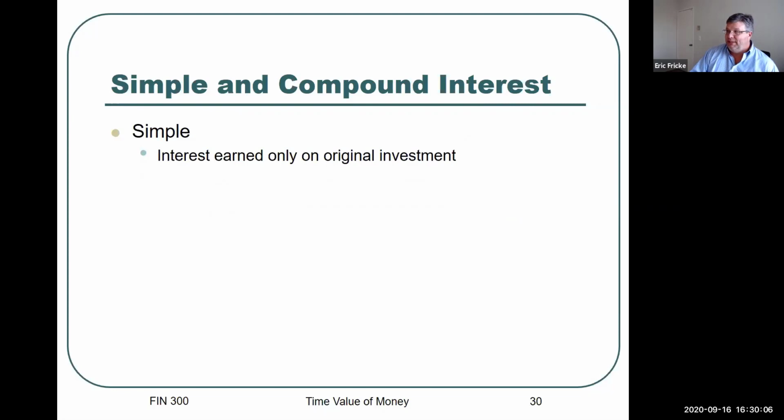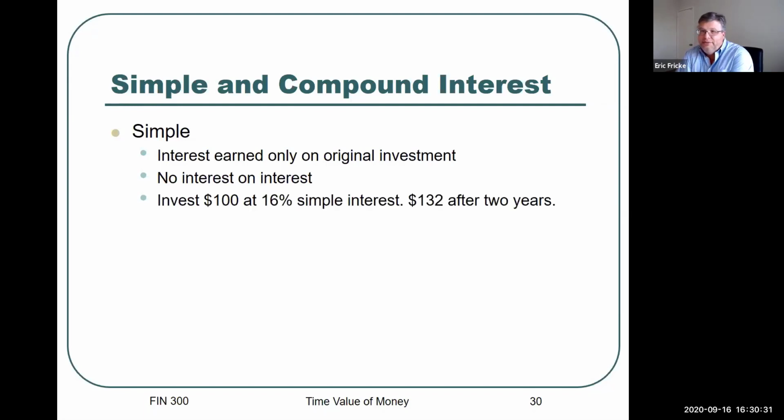So what's simple interest? Simple interest is where you only earn interest on your principal, okay? And every year, when you do earn interest, you take it out so that the following year, you're still only earning interest on your principal. So you only earn interest on your original investment. That's the key. Give me an example here. If you invested $100 into an account and you got 16% simple interest, after 2 years, you'd only have $132.